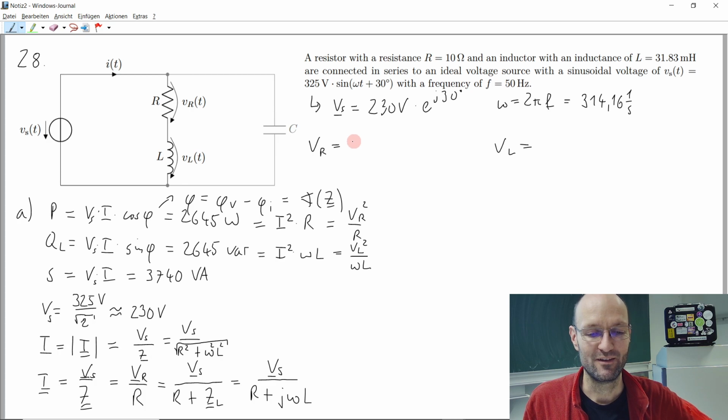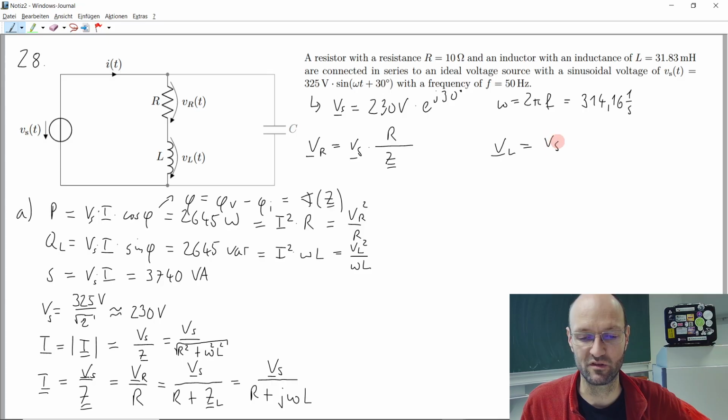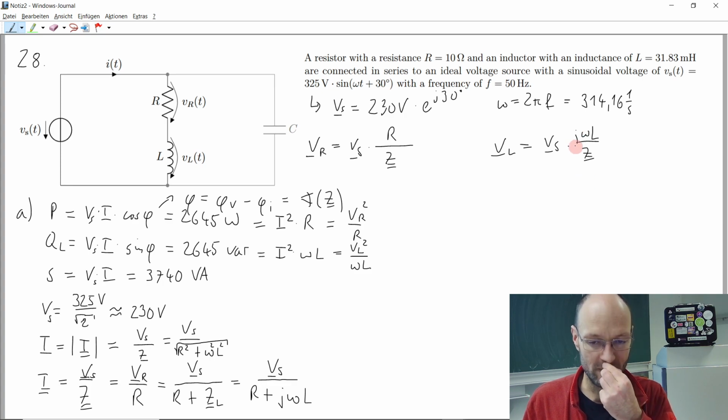V source, the total voltage, multiplied with the partial impedance, which is R, divided by the total impedance, which is just our complex Z from the bottom. And so we get this as a complex phasor. Here we could also say complex voltage phasor multiplied with the omega L divided by ZL, and then it should also be J omega L.